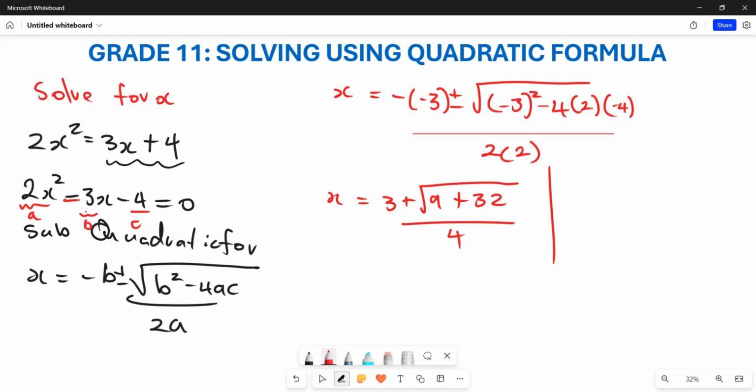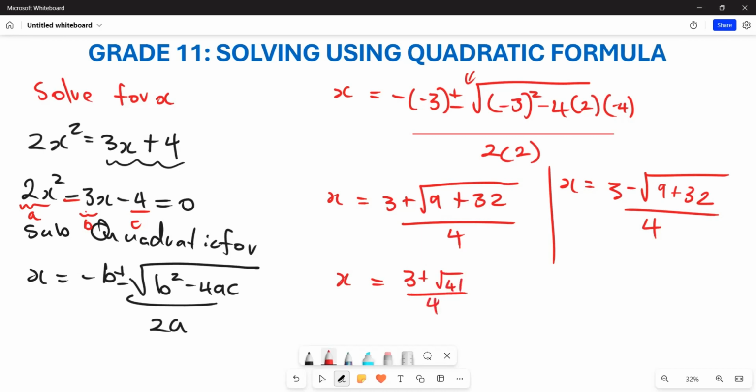On this other side, what is it that you're going to have? Your x is equal to 3 again. Now remember, you're taking the negative sign, since you have plus or minus here, so this is going to be minus the square root of 9 plus 32 again over 4. You'll realize that the answer you are having, your x, is given by 3 plus root 41 over 4, and x is equal to 3 minus root 41 over 4.